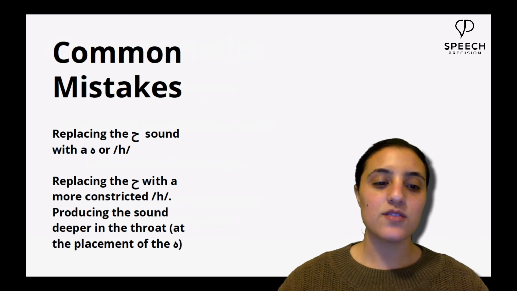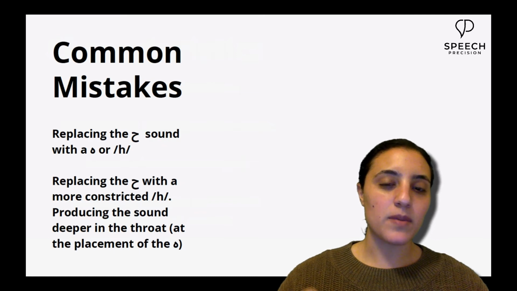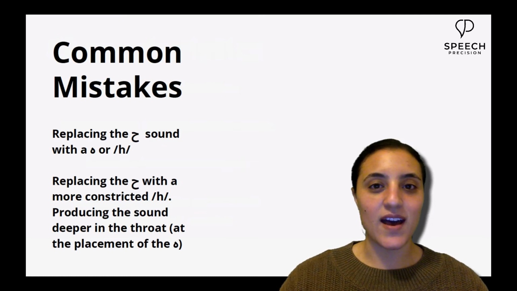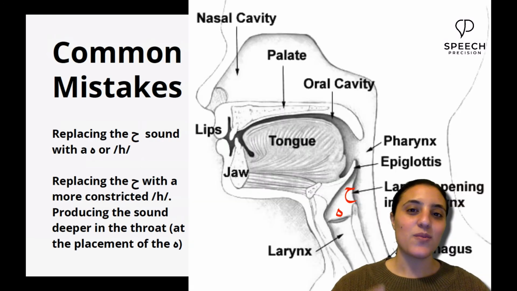Another mistake, and this is usually with people who might not be native speakers of Arabic, but they're people who have worked on the ha sound. They can tell that it's constricted, but when they produce it, it comes from deeper in the throat, lower in the throat, at the same place where the ha is produced.